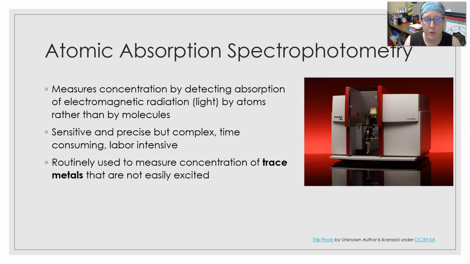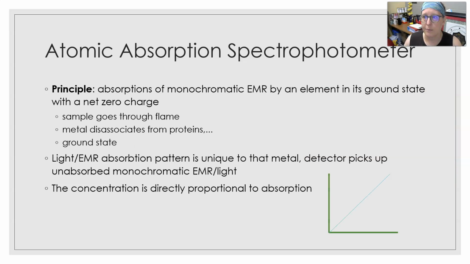It is routinely used to measure the concentration of trace metals that are not easily excited. The principle of AAS is the absorption of monochromatic EMR, or one color of light, by an element in its ground state with a net zero charge. So what happens is the sample goes through a flame. The metal will dissociate from the protein because metals are carried by proteins in serum. So we need to split the metal off of that protein. And then as it's split, it will go into its ground state.